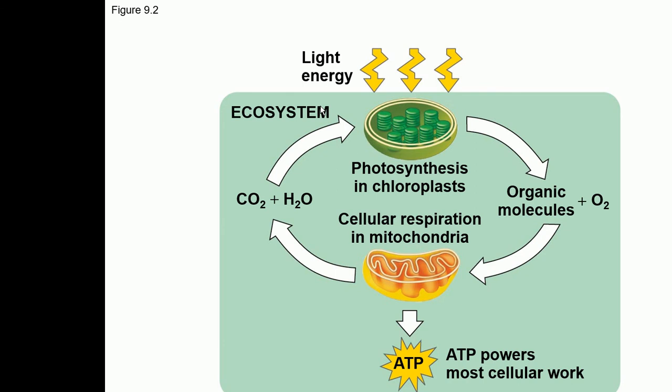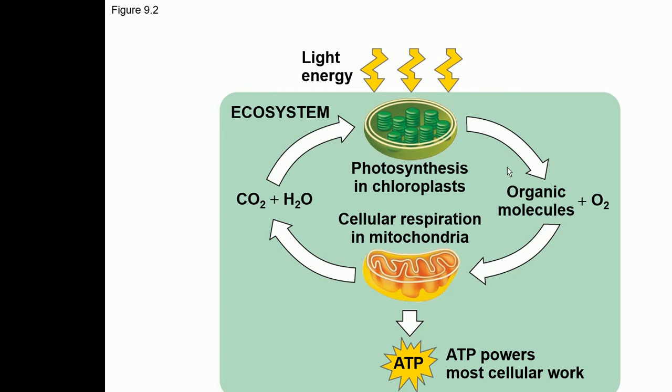So in the process of photosynthesis, which takes place in the chloroplast, these photosynthetic organisms take carbon dioxide and water, and they produce organic molecules and oxygen. These organic molecules, which include the food, the glucose, plus oxygen, are the two products of photosynthesis.